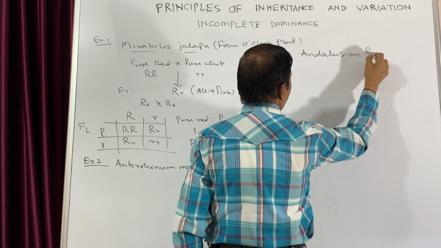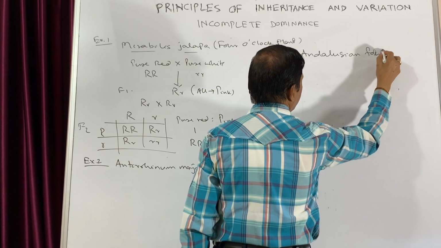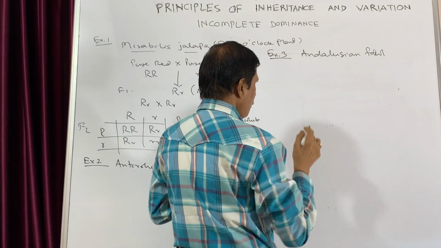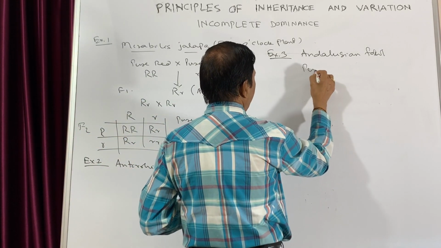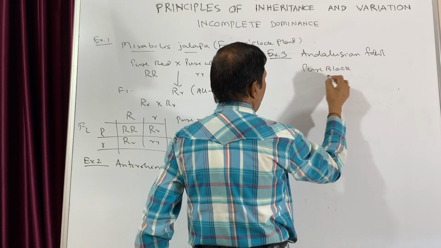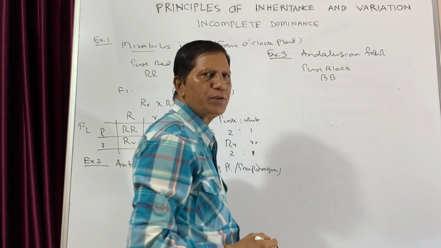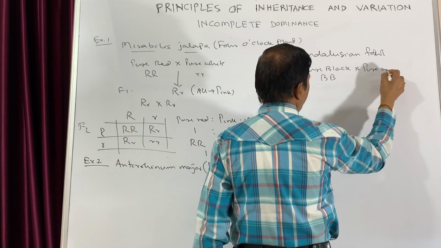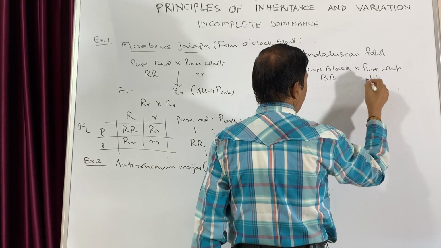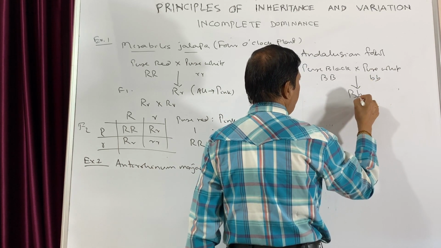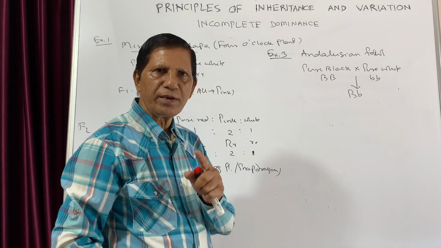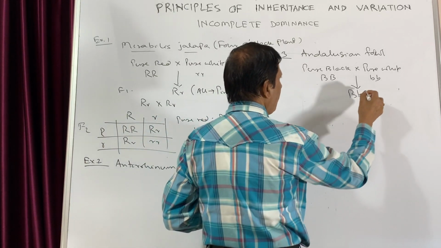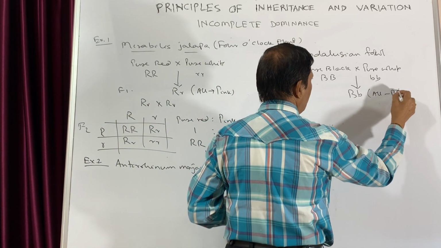Andalusian fowls. In the case of Andalusian fowl, a cross was made between pure black, whose genotype is capital B, and pure white, that is small b. So the F1 is capital B, small b. If it were Mendel's monohybrid cross, then it would have been black, but not here. Here all the F1 hybrids were blue.